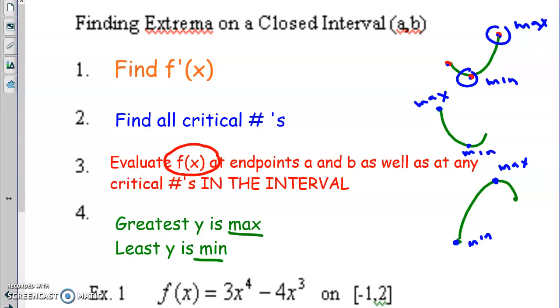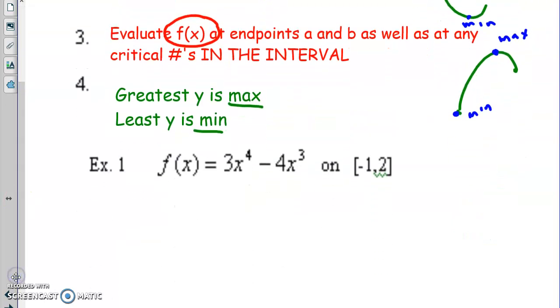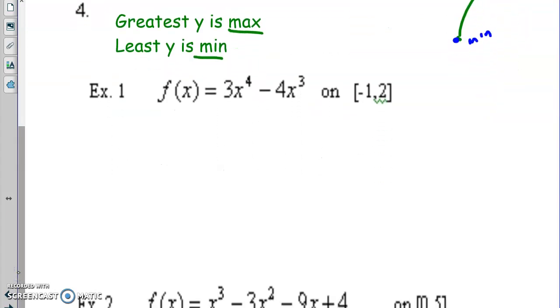Let's do one. Let's extend the screen a little bit more. All right, so what do we got to do? We got to locate critical numbers, which means we got to find f prime.